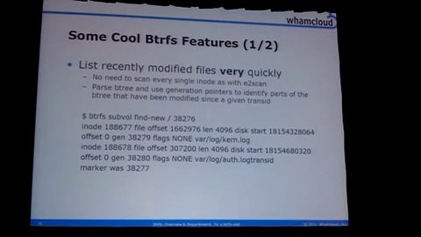So here is one example where I could list all items that have been modified since transaction ID 38,276. So 2 items were modified. It does not only give you the files, it gives you the items. Items means metadata structures. So in this case, 2 extents were updated.